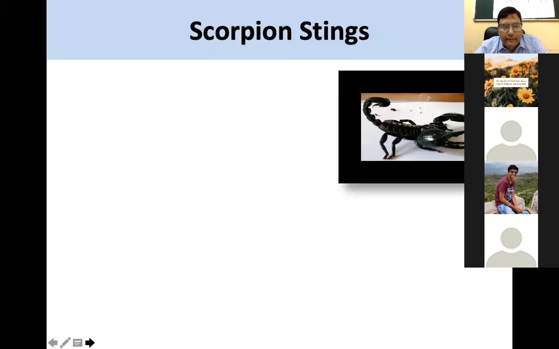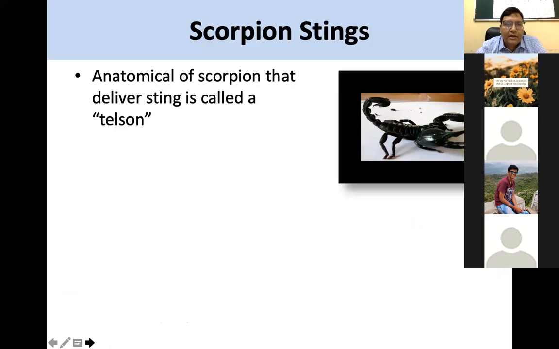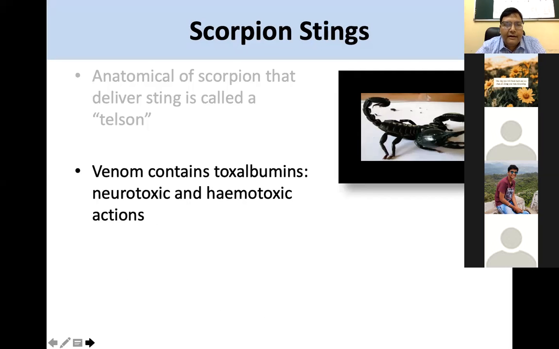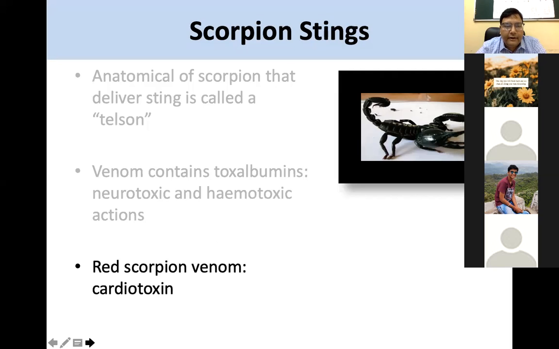The next and the last part is scorpion stings. The anatomical part of the scorpion present at the tail portion that delivers the sting is known as the telson. The venom of the scorpion that is injected is mainly toxalbumin, and it produces neurotoxic and hemotoxic actions. And the red scorpion's venom is cardiotoxic.